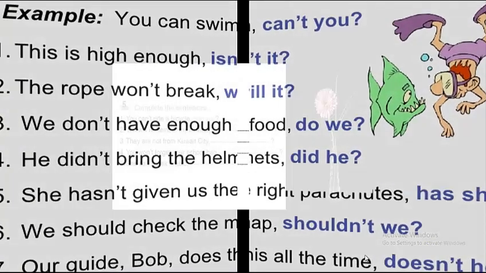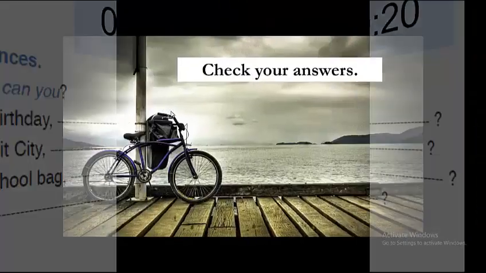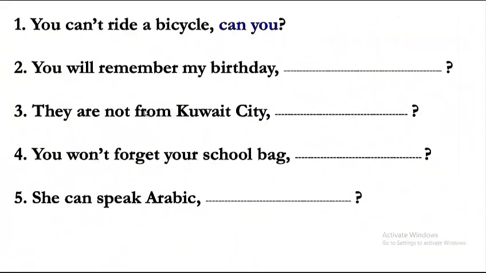Now exercise number 5. We want to complete these sentences with the question tags. Number 1, you can't ride a bicycle. The answer is can you? Now, my dear students, it's your turn. Read carefully and try to answer. Number 2, you will remember my birthday. Here the sentence is affirmative. That's right, excellent. Won't, will, won't, followed by the pronoun.